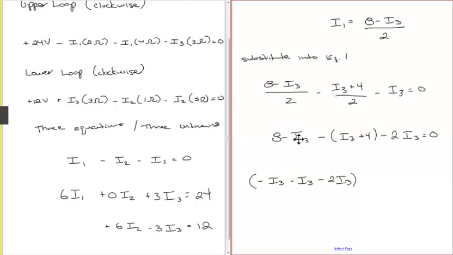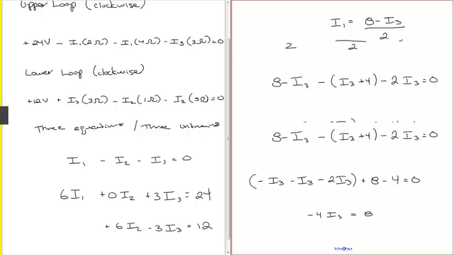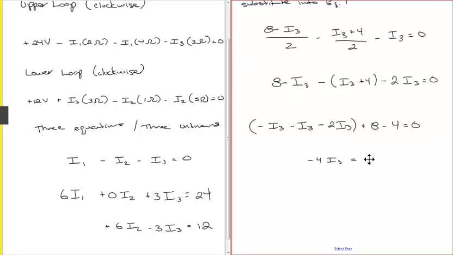And then we will have plus 8 minus 4. Plus 8 minus 4 is 4. Let's make sure we do this right. Okay, 8 minus 4 is 4. So we have plus 4 equals 0. We can divide by 4. So we have negative I3 plus 1 equals 0. Therefore, I3 equals 1. So that's 1 amp.